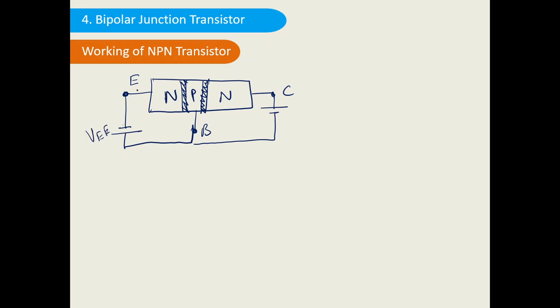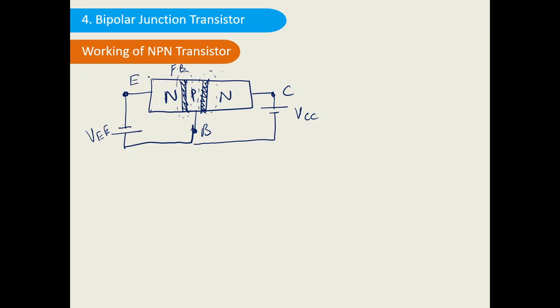This is called VEE, because it is the voltage to the emitter, and this is called VCC, because it is the voltage to the collector. So what happens here? This junction is forward biased, and this junction is reverse biased. As per the normal condition, there should not be any current flowing through the collector. But 95% of the current flows through the collector. What is the reason behind that? We are going to learn that.